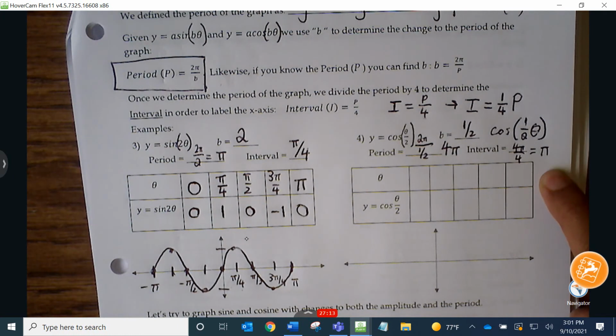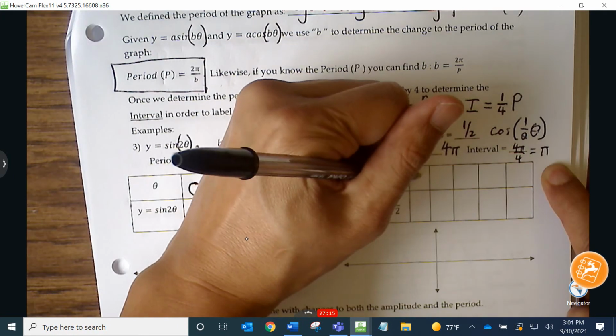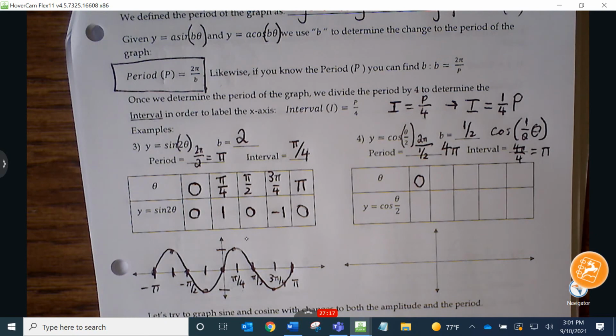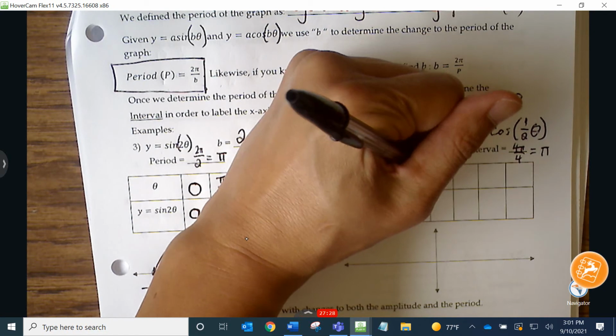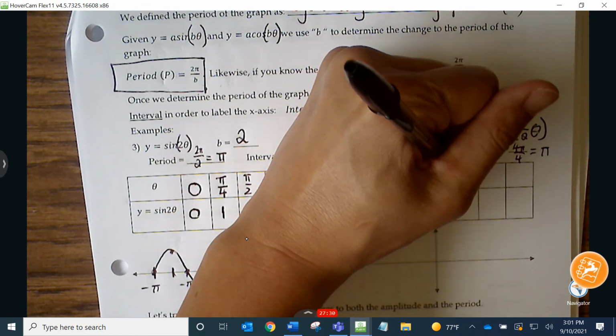So now that you have your interval, you're going to start at 0, and you're going to keep adding pi until you reach your period length. Okay? So 0, what's next? Okay, so these are nice whole numbers, right? So we can just keep adding it.